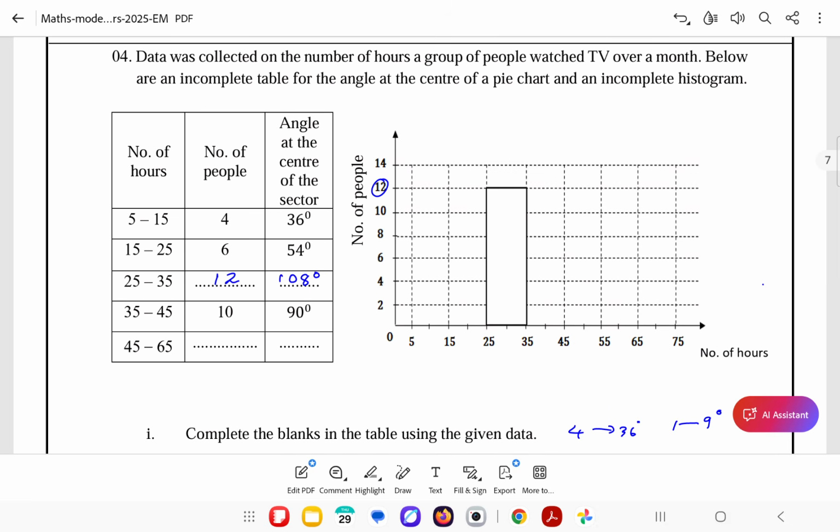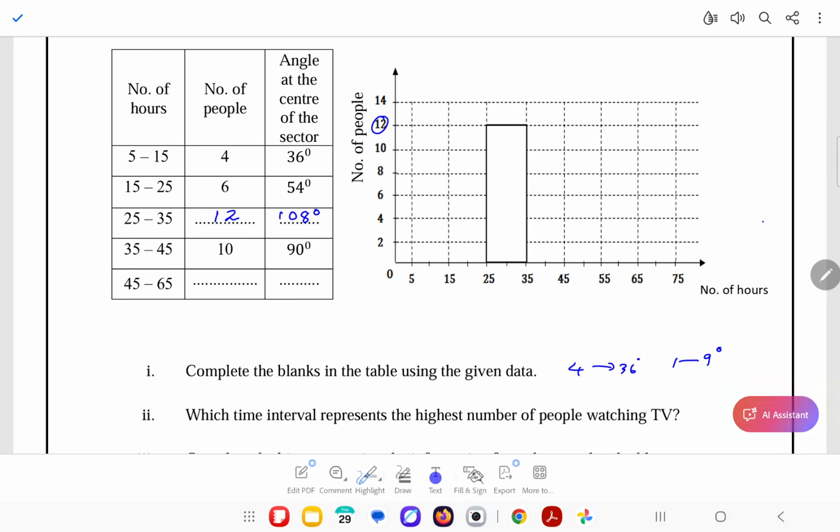Then total angle is 360, no? So for 45 to 65, we can figure out the angle by doing what? 360 minus the rest of the angles. So let's figure out that. 360 minus 36 minus 54 minus 108 minus 90. So 90, 90, 180, 180 minus 108, 72. So 45 to 65 is represented by 72 degrees.